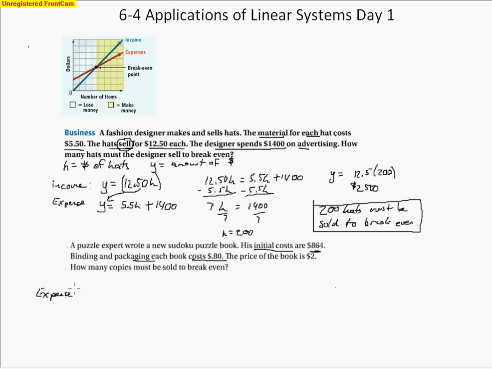So we've got our expense equation set up first, and so we'll define some variables real quick. We'll say x equals the number of puzzle books, and we'll say y equals the dollar amount. And so our expense side would be this. Our dollar amount is going to end up being 80 cents times the number of books, x, and then also the initial cost, the $864. So that's the expense side.